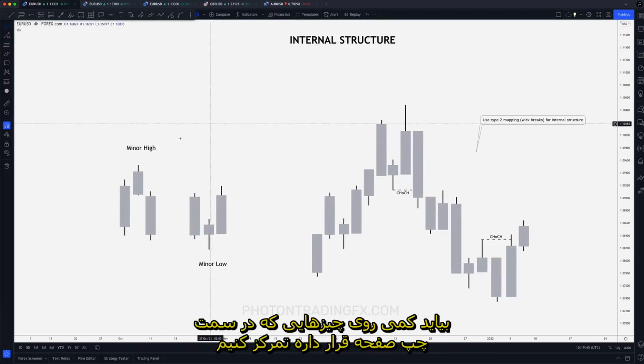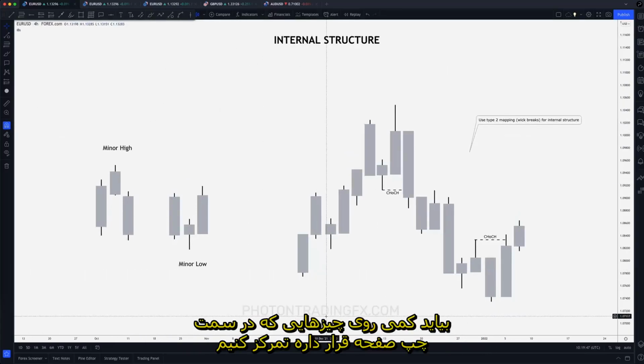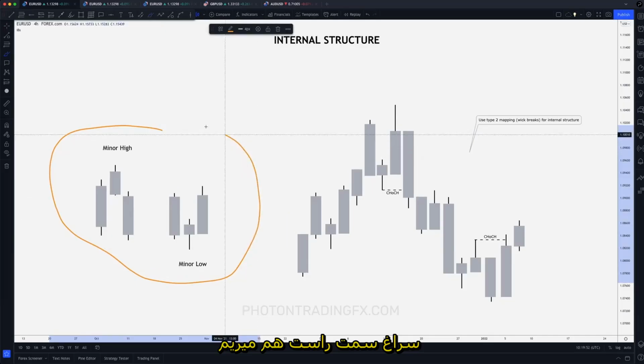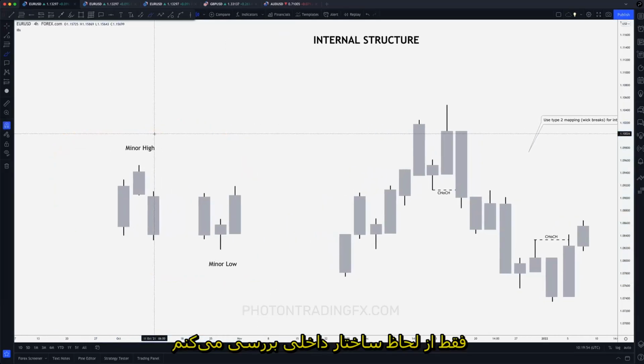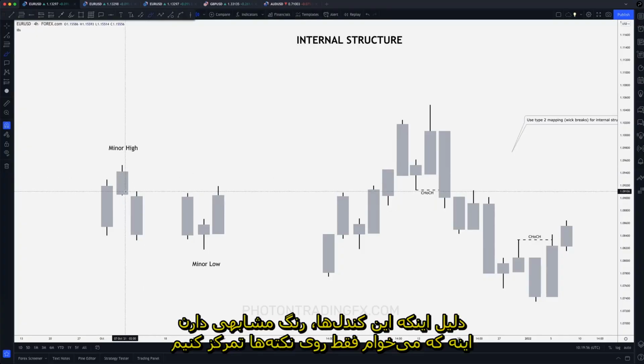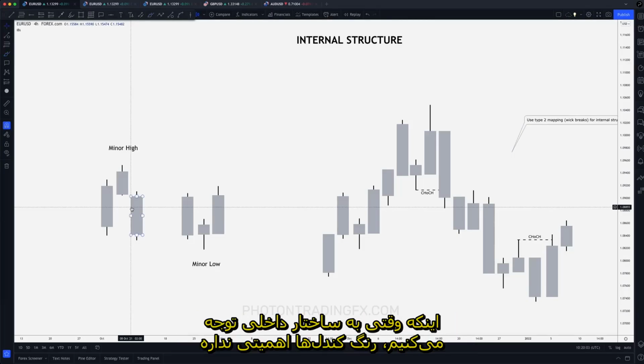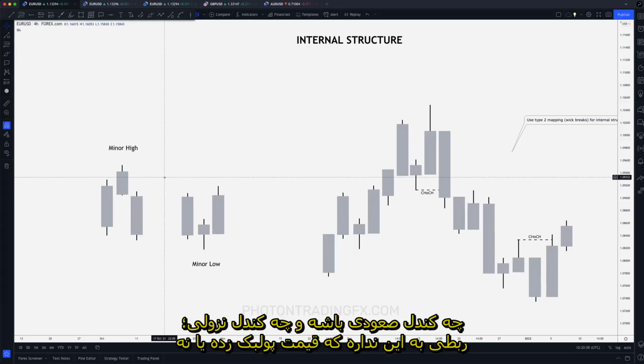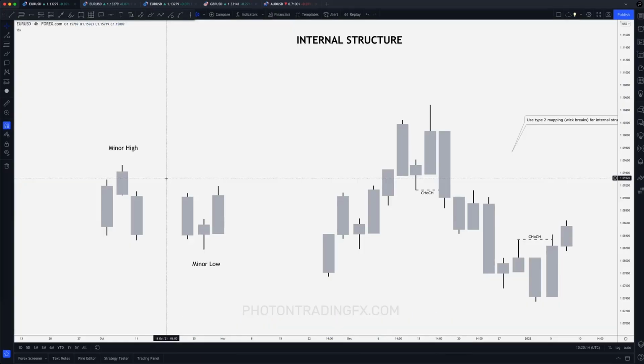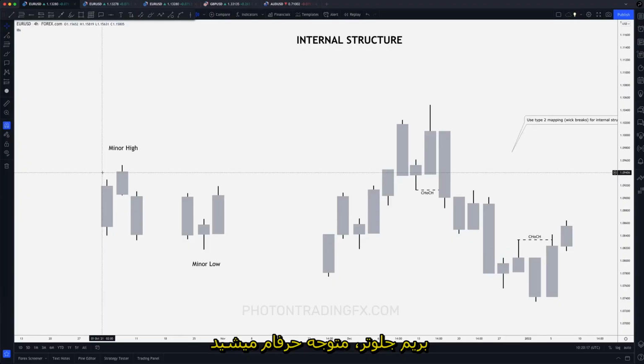So if we just concentrate on this little thing that I've drawn here on the left, we'll look at the stuff on the right in a minute. For internal structure, the reason why these candles are all the same color is because I want to really drive the point home that when we're looking at internal structure, the color of the candle is irrelevant. Whether it's a bullish candle or a bearish candle has nothing to do with whether price has pulled back or not. This will make sense as we go through it.